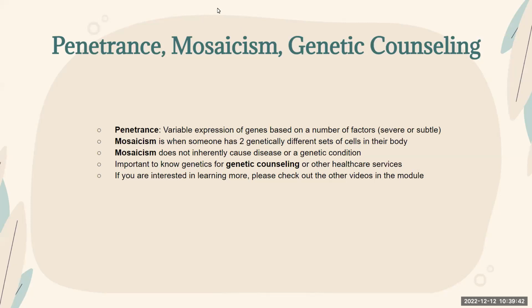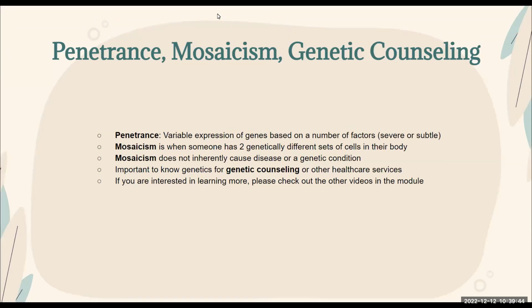In addition to these modes of inheritance, there are also additional considerations that genetic counselors need to make when looking at genetic conditions. One of which is known as penetrance, which is the variable expression of genes based on a number of factors within an individual. This means that a gene can be expressed subtly or severely. For example, something like height, where someone is short or tall.